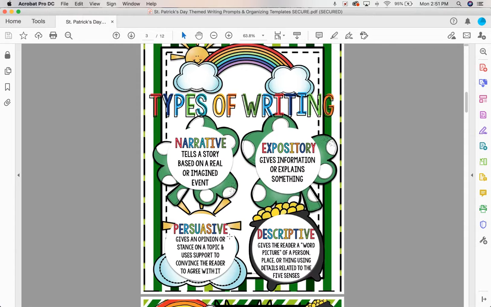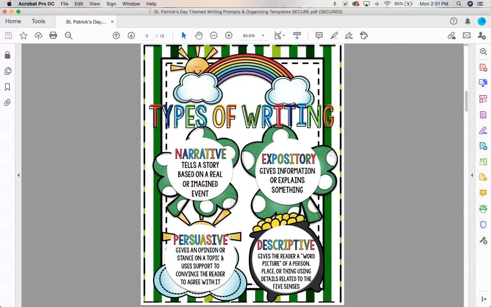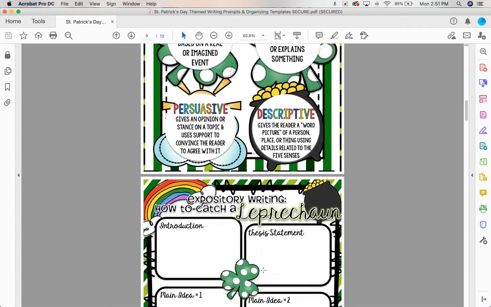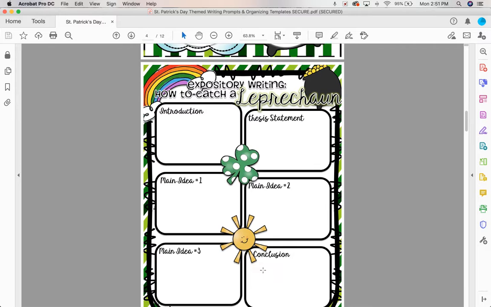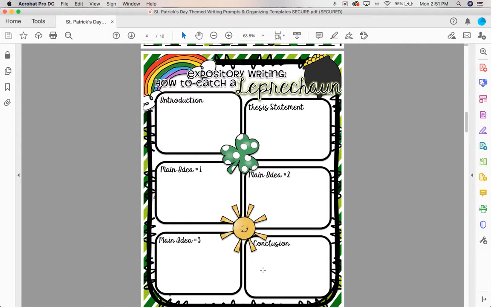Here's a little anchor chart for types of writing. It describes what narrative is: expository, persuasive, and descriptive writing or text. Here's a bit of expository writing with the prompt, how to catch a leprechaun. So this is their planning page before they write their paper. So it always needs to have an introduction. What's their thesis statement? What's their first main idea, second, third, and then their conclusion.